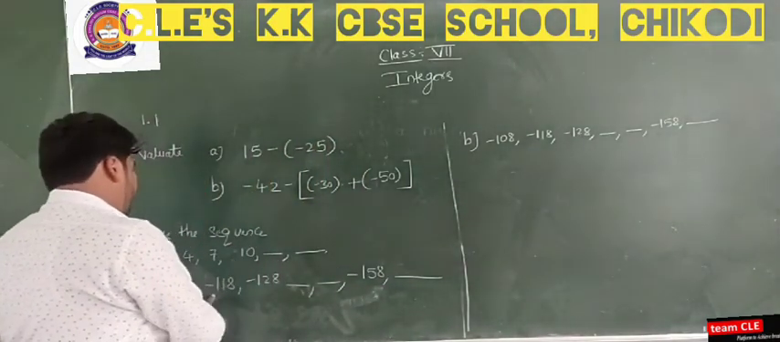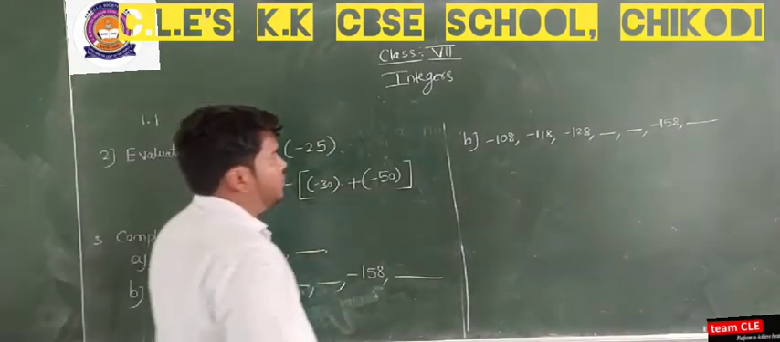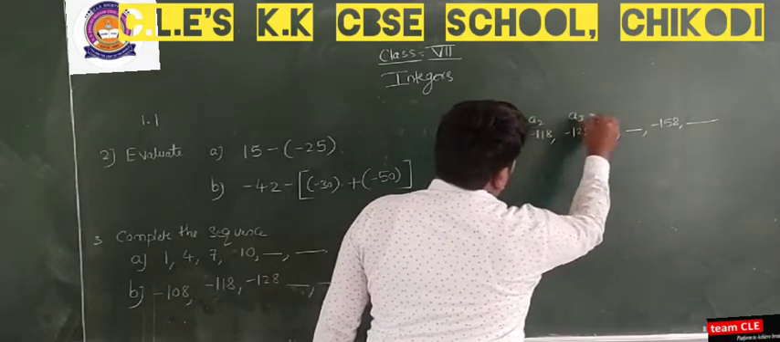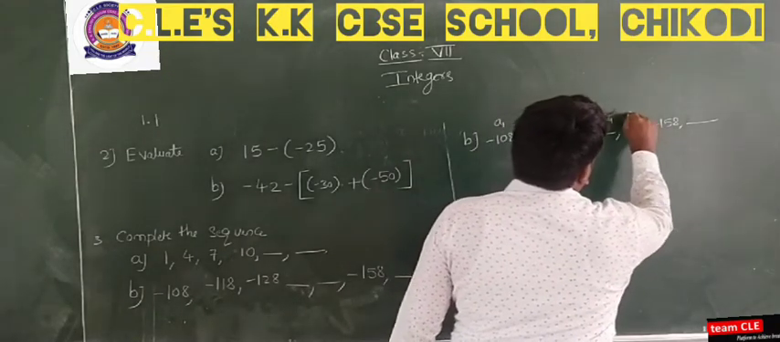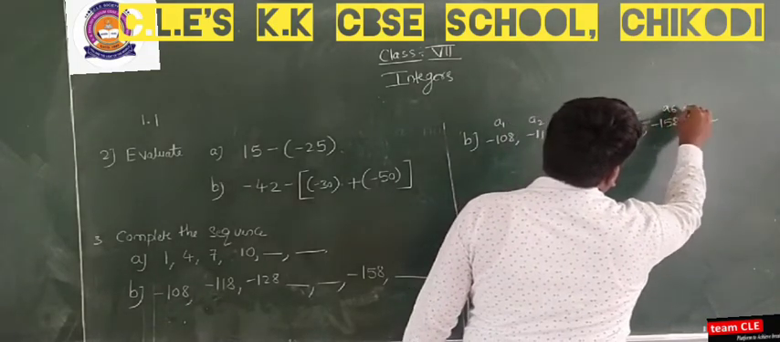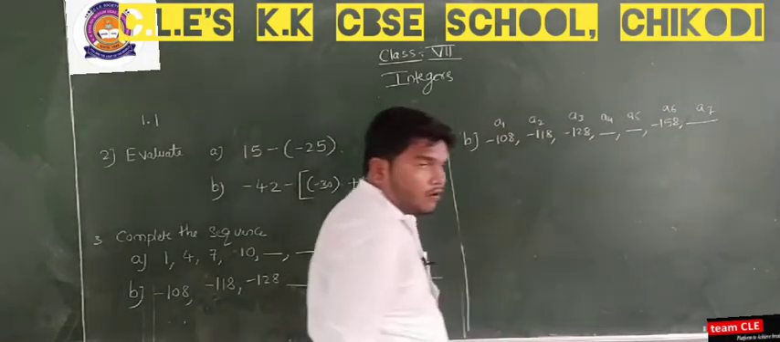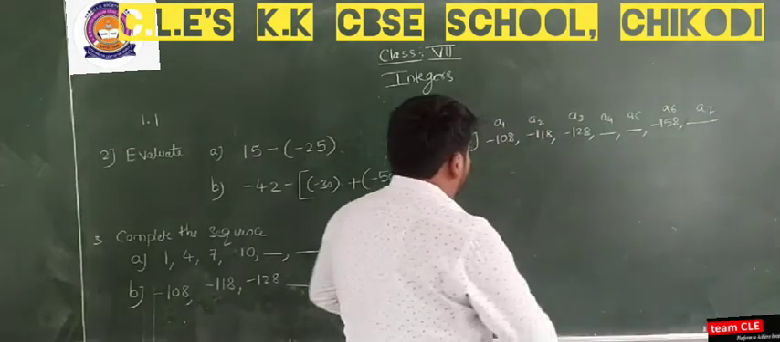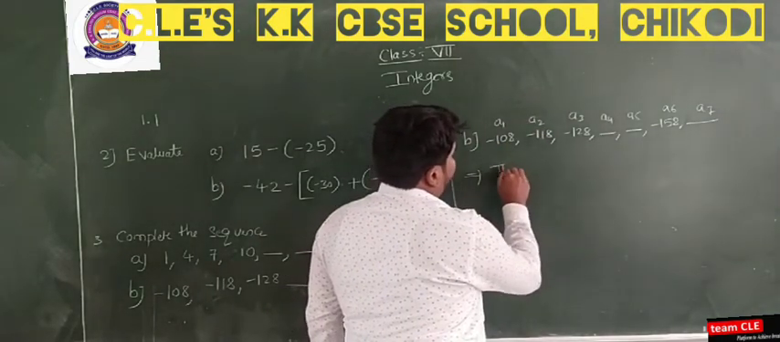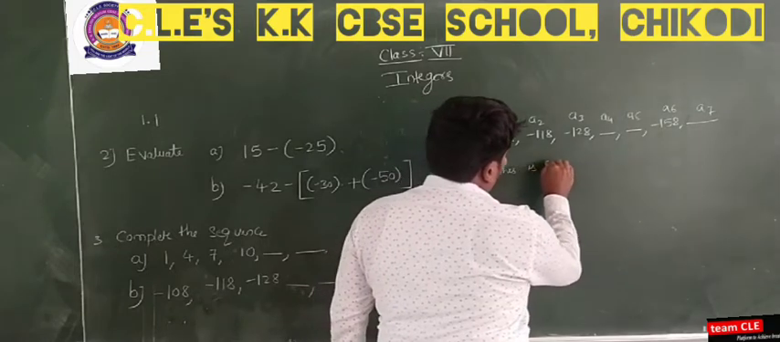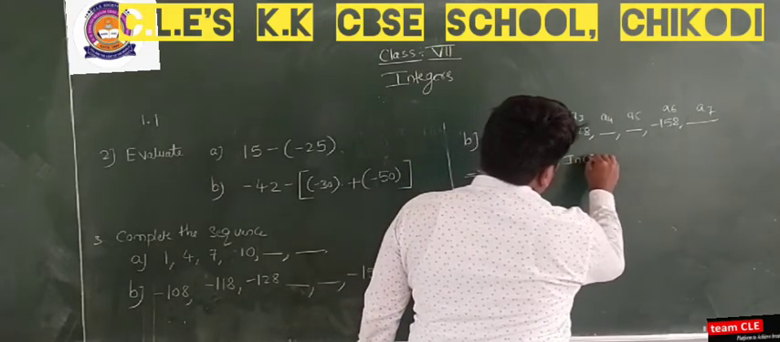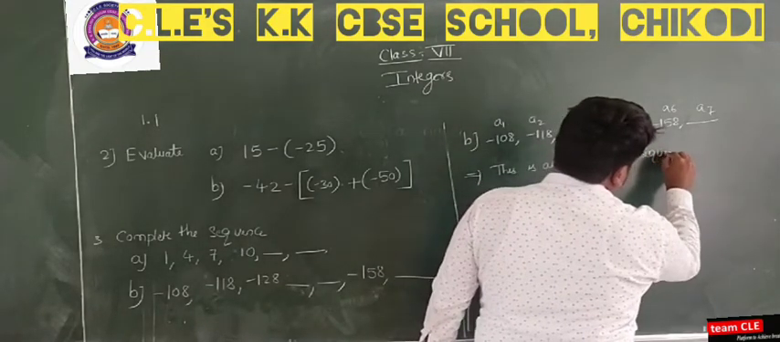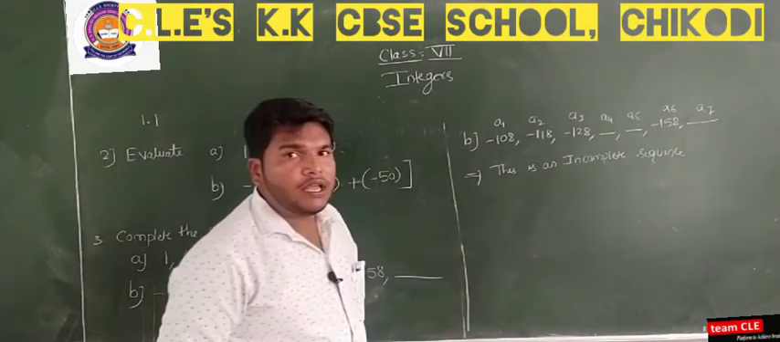So again this is an incomplete sequence. Again we know the formula, D equals A2 minus A1. I will denote these as A1, A2, A3. I need to find A4, A5, A6, and also A7. So this is an incomplete sequence.